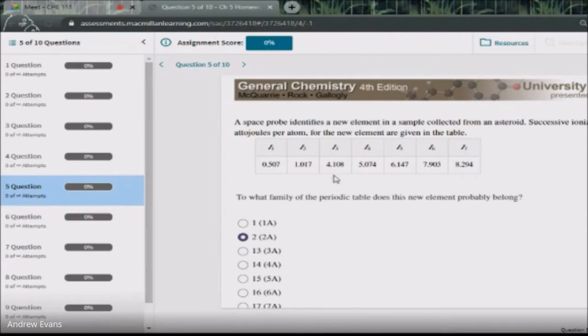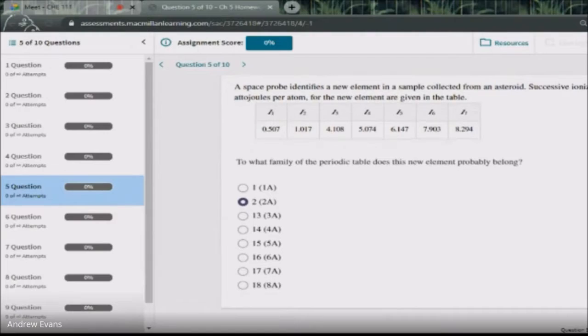So yours may be the big jump is between 3 and 4. Big jump might be between 4 and 5. It all depends on what you have, but it's essentially like that. So there's many different versions of that.